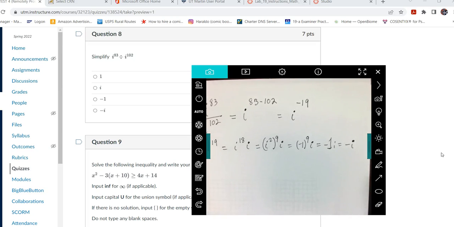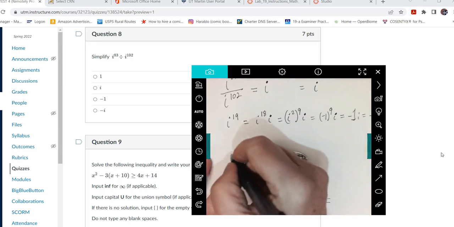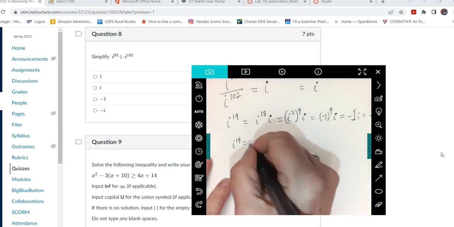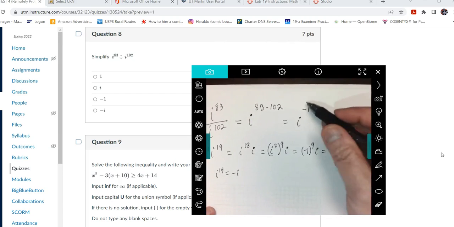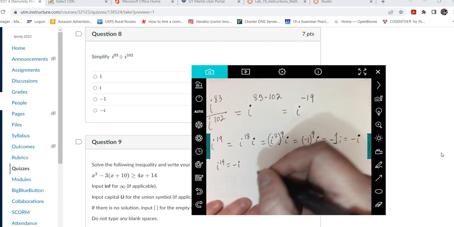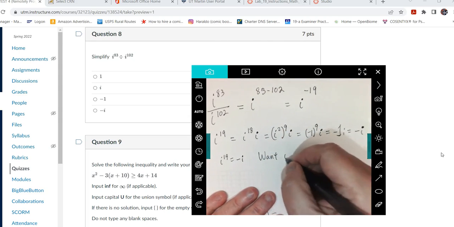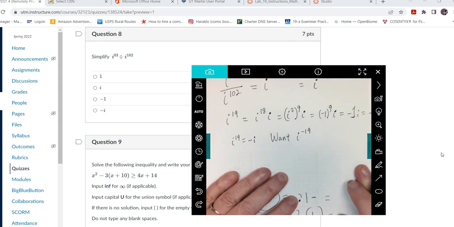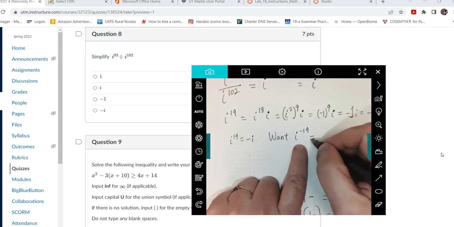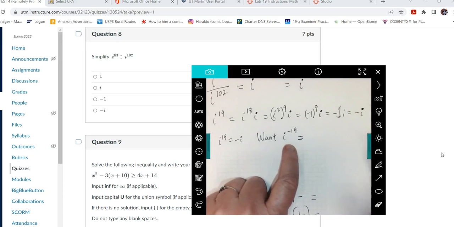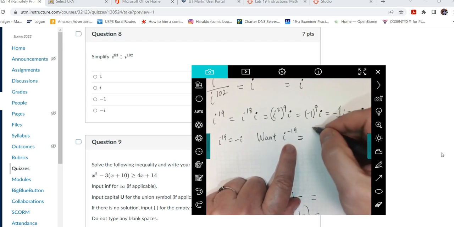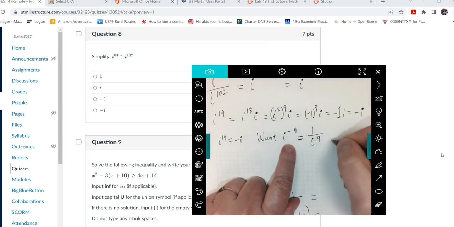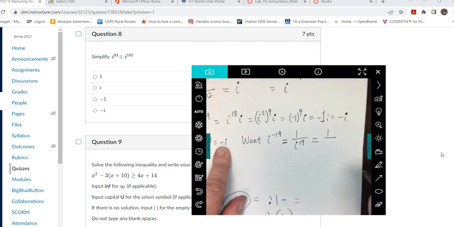Okay. So in summary, what do we have? i to the 19th is equal to -i. Now, we want i to the -19th. Okay. But using the negative exponent rule, that's the same as 1 over i to the positive 19th. So that's going to be 1 over, but I just found that to be -i.